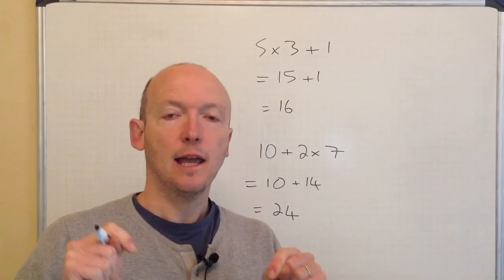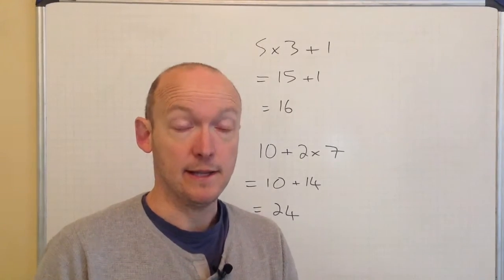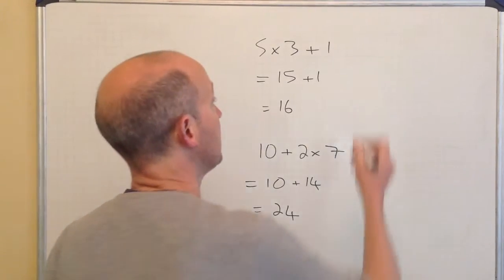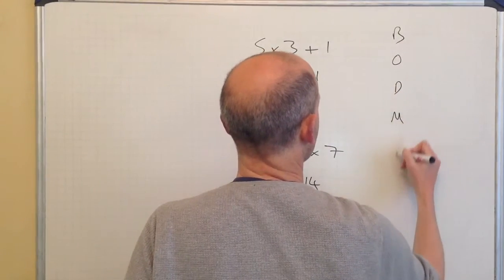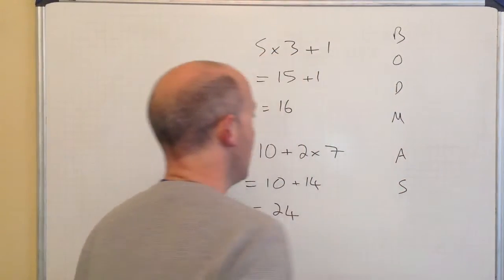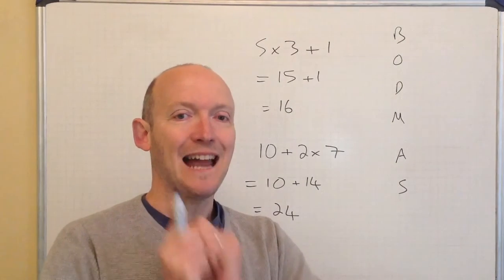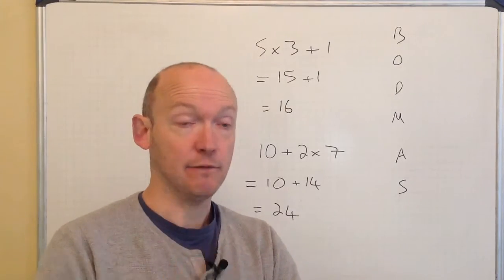Now, if you got the answer 14, you probably know where I'm going with this. There is a word that we use in maths, and that word is BODMAS. Now, BODMAS is not a real word. BODMAS is an acronym. Each of those letters stands for something. So let's think about what they stand for, first of all.